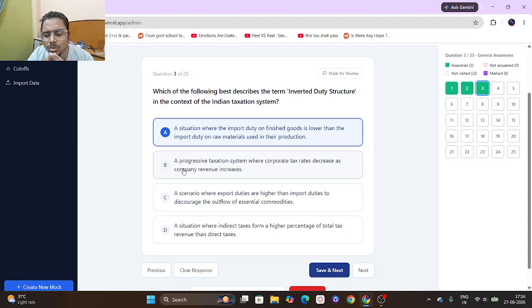This situation, no, there's nothing like that. A situation where the indirect taxes form a higher percentage of the total tax revenue than direct taxes. No. A situation where the import duty on the finished good is lower than the import duties on the raw material used in the production.